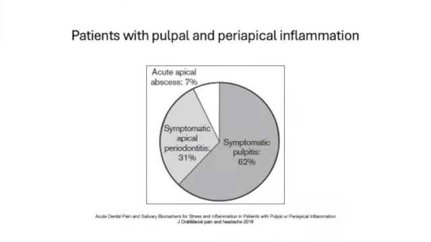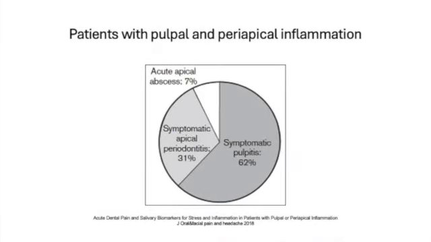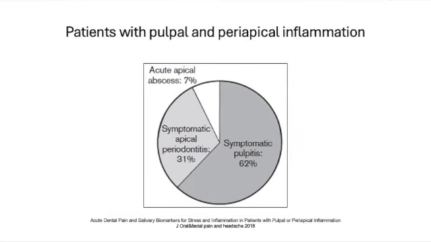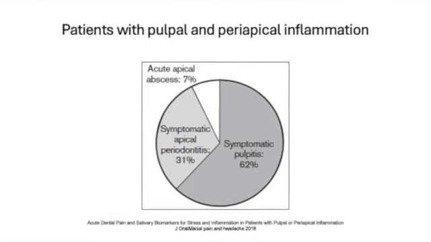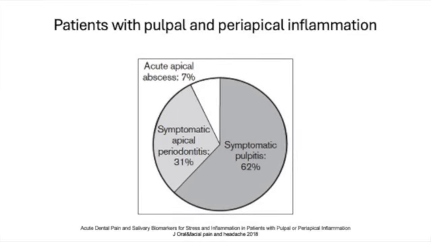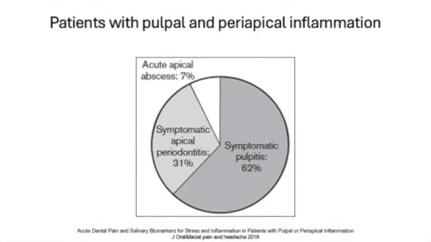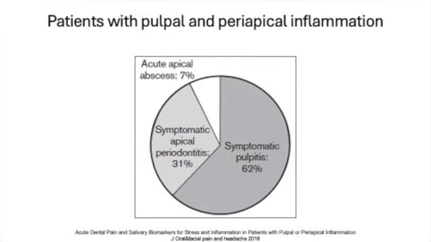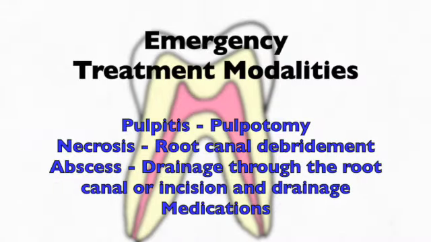The most frequent diagnosis for patients who attend an emergency endodontic appointment is symptomatic irreversible pulpitis. This is followed by symptomatic apical periodontitis and finally acute apical abscess. Now, let's look at emergency treatment modalities.